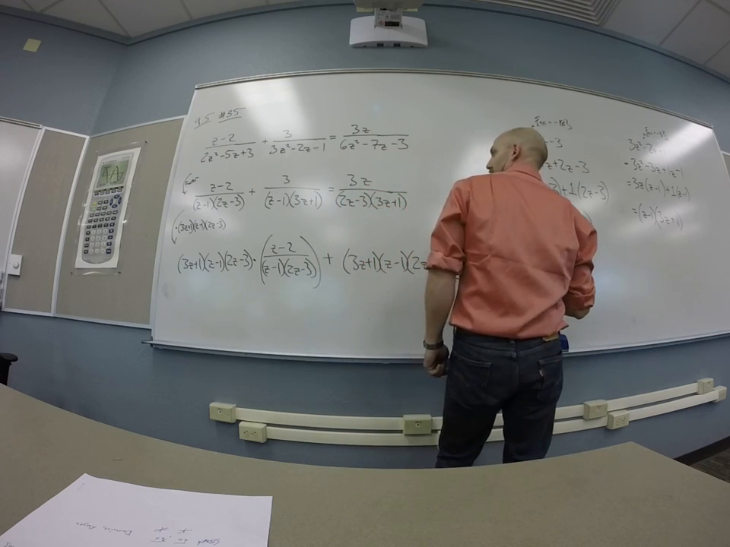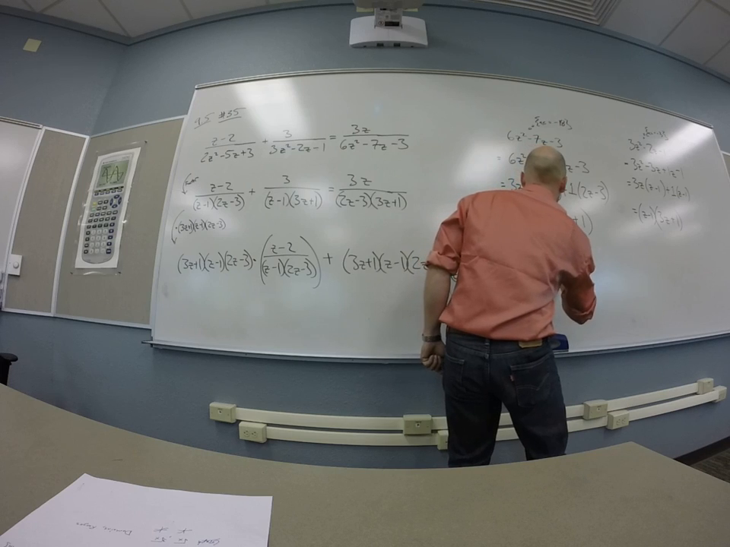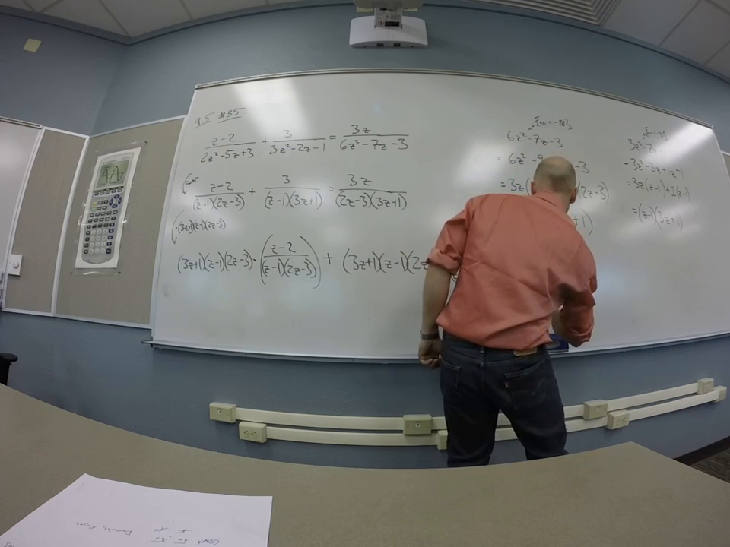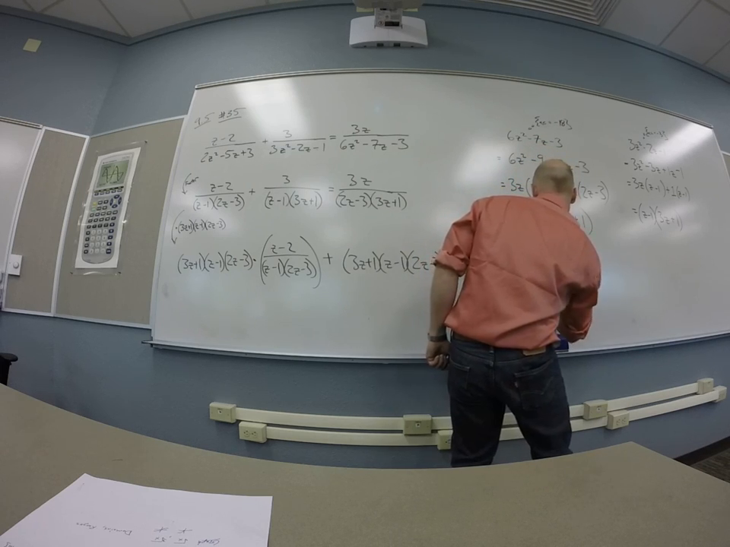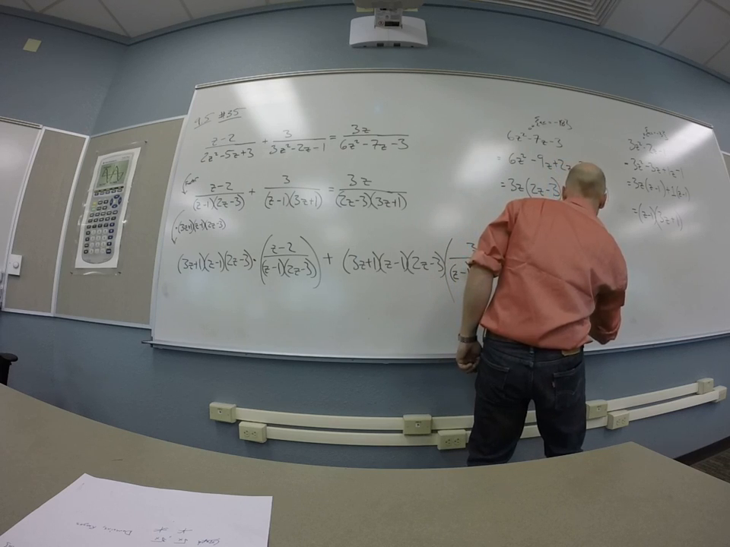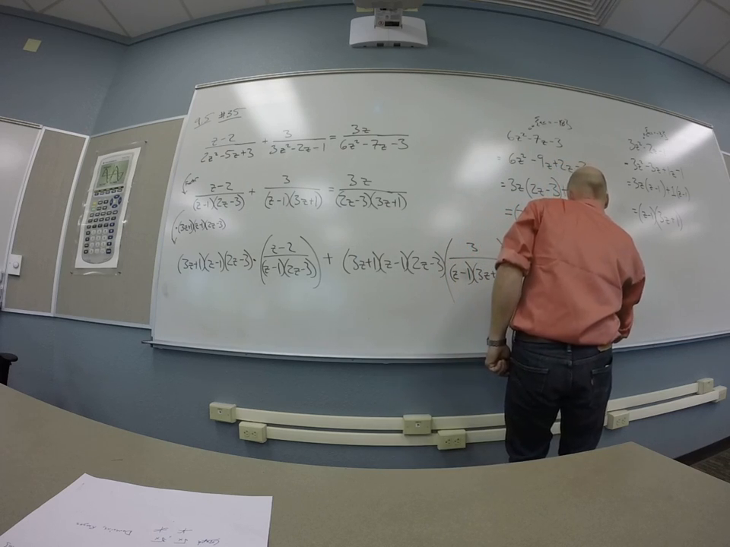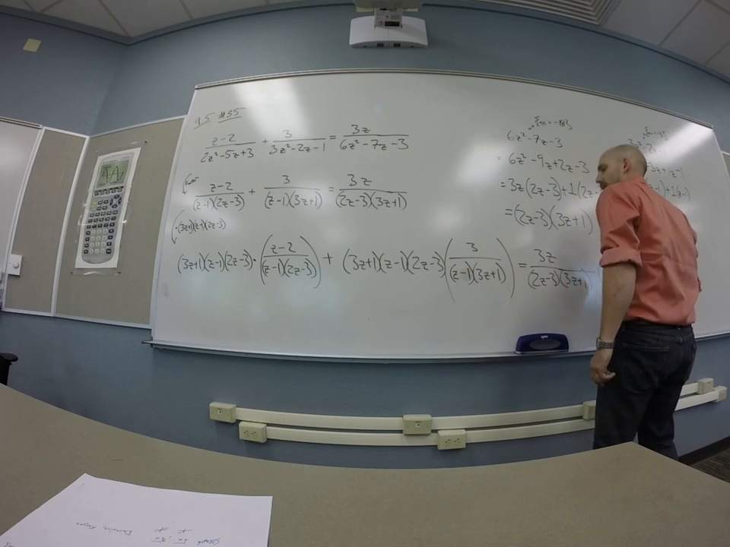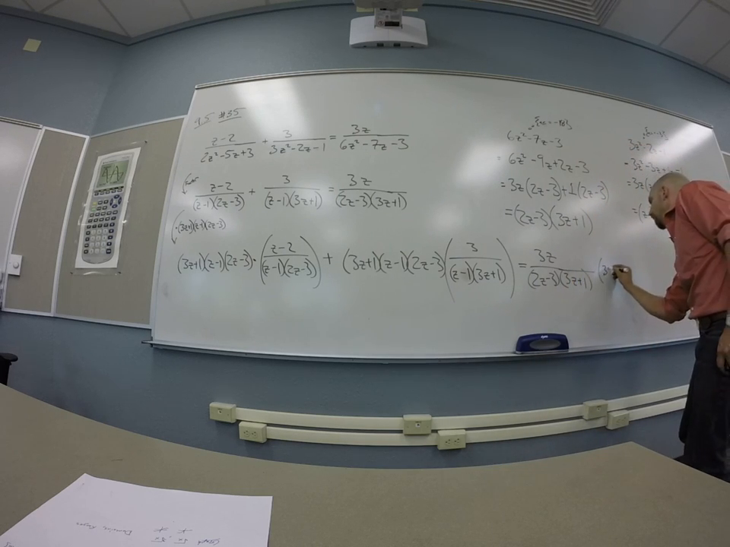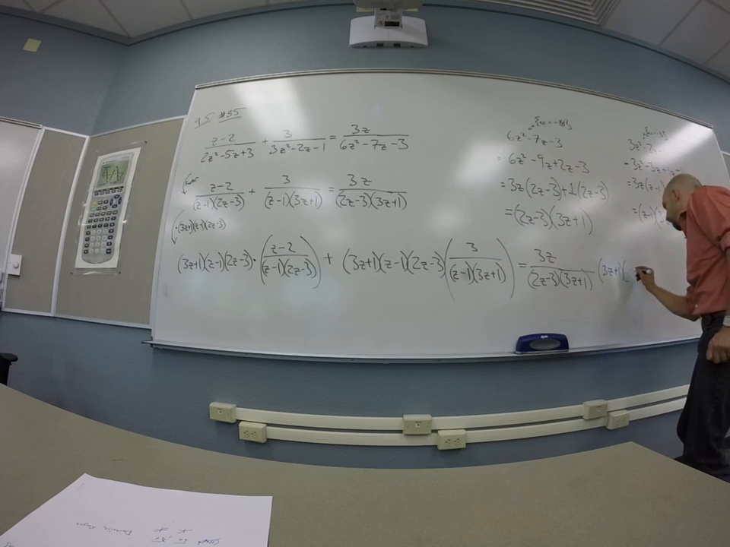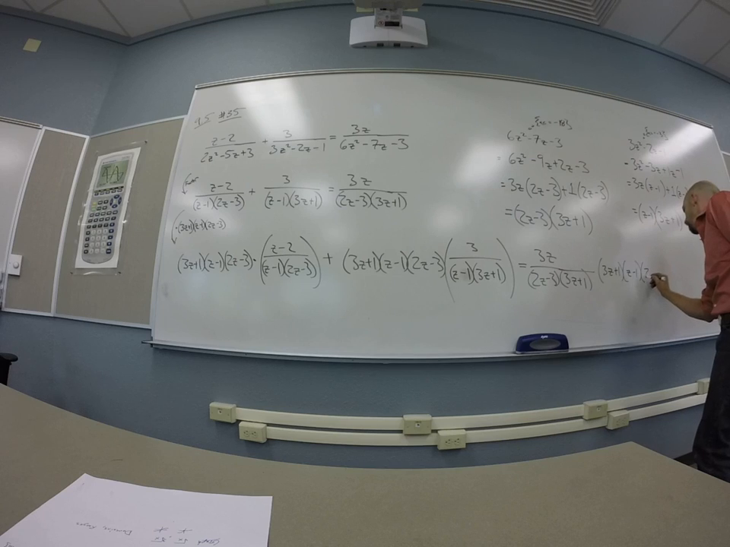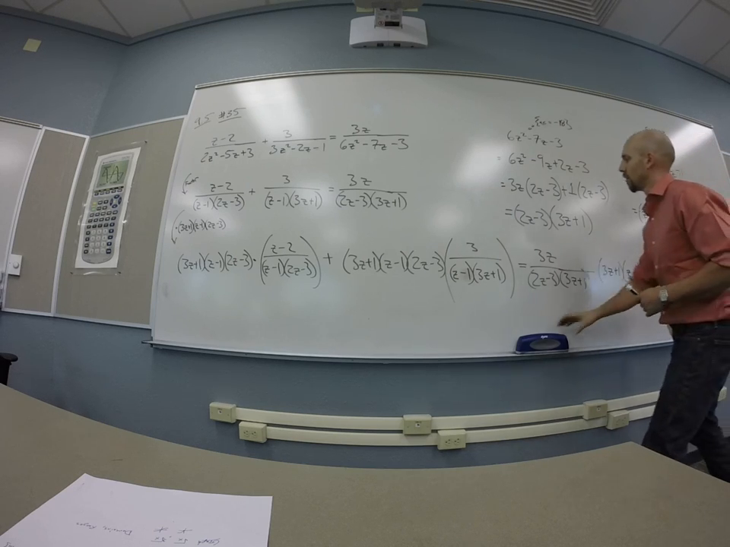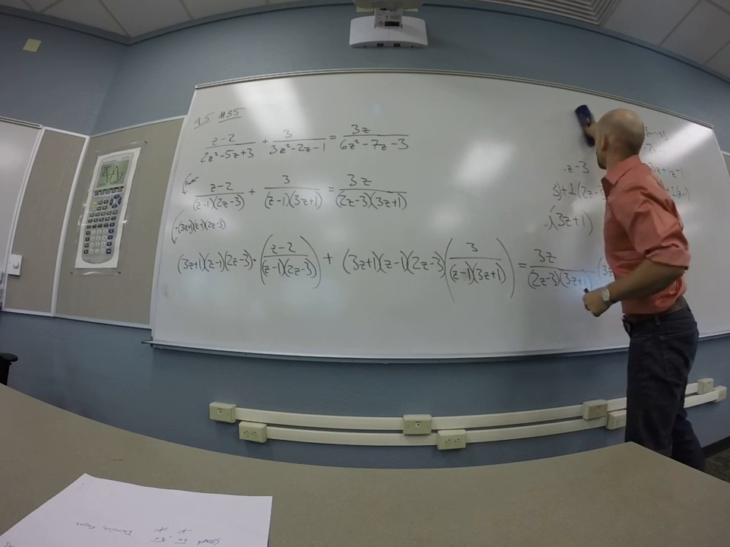And this is going to be equal to 3z over 2z minus 3 times 3z plus 1 times the whole common bottom. So I've got a 3z plus 1 times a z minus 1 times a 2z minus 3. Okay, and all the rest of this stuff was scratch work, so I don't need it right now.